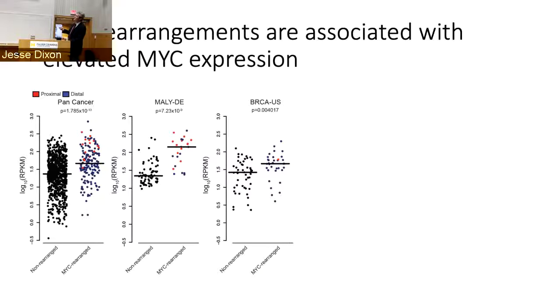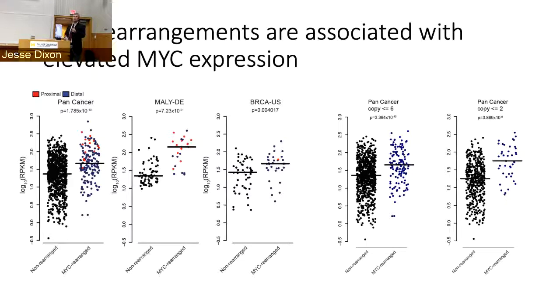And we can see that this also occurs within specific subtypes. Again, malignant lymphoma is a subtype where this is known to occur, but we can also see this in other subtypes like breast cancer. MYC is a very well-known oncogene. It's known to be amplified in many different kinds of cancers. But we don't actually think that this is a product of copy number changes.